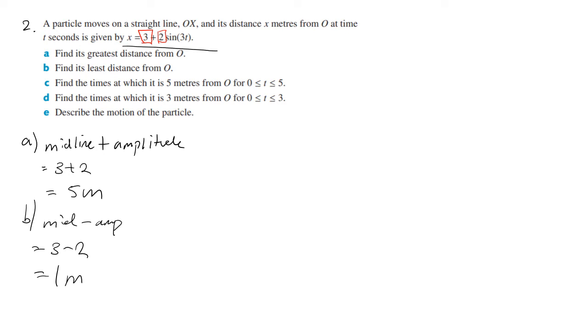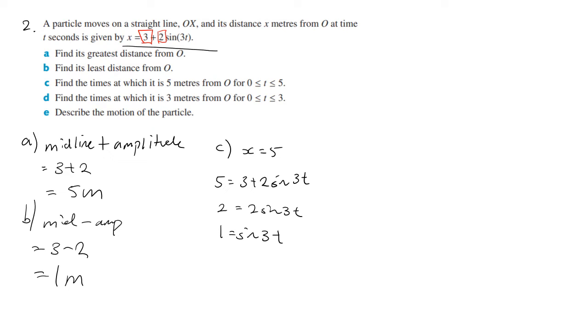So it's 1 meter. Part C says find the times at which it is 5 meters from O for t between 0 and 5. Okay, so we're given the distance, x equals 5. We just need to solve for t. So it will be 5 equals 3 plus 2 sine 3t. It's 2 equals 2 sine 3t. 1 equals sine 3t.